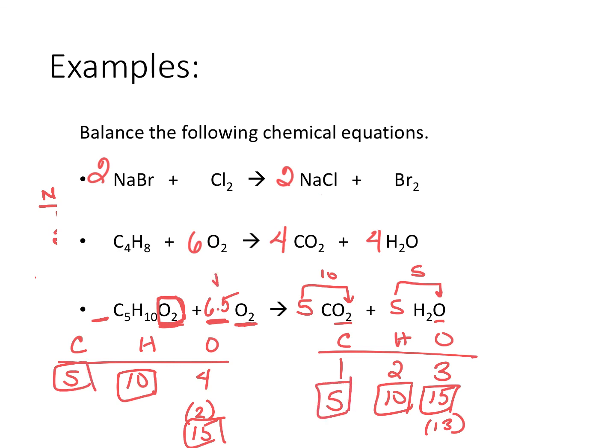But I have this half, and I can't keep that half. So what I'm going to do is multiply everything by 2. So I'm going to put a 2 here. 6.5 times 2 is 13. 5 times 2 is 10. 5 times 2 is 10.